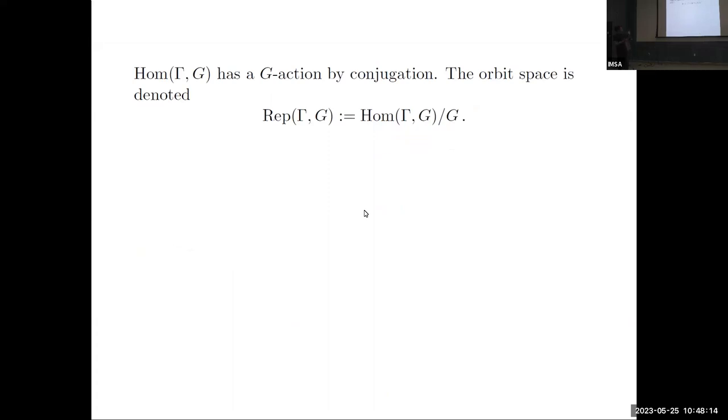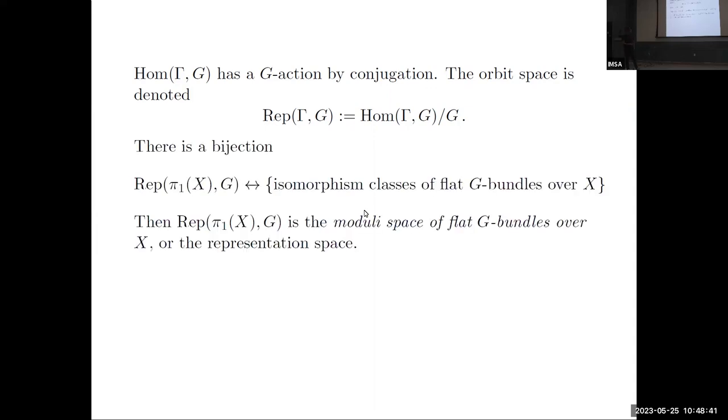Right. So these Hom spaces carry a G action, by conjugating the homomorphism, or in the presentation I gave you, just conjugating each coordinate. And the orbit space is what I call the representation space. It's just this Rep. Now, what's the nice thing about this representation space? Well, every point here is an isomorphism class of a flat G bundle over, say, a smooth manifold X. So I can call the space the moduli space of flat G bundles over X, or as I said before, just the representation space.